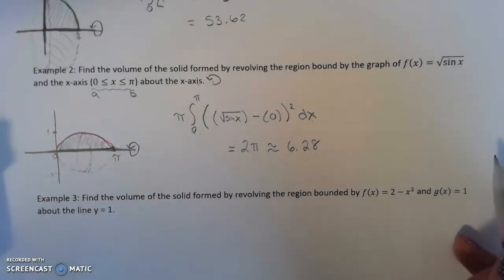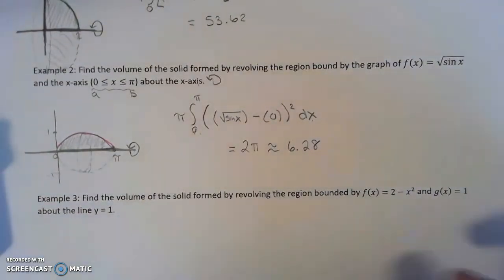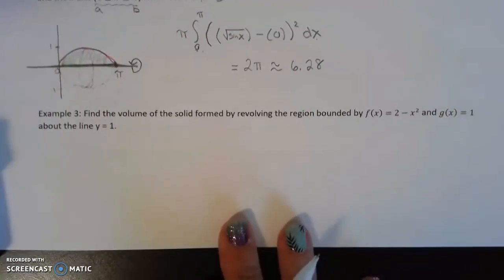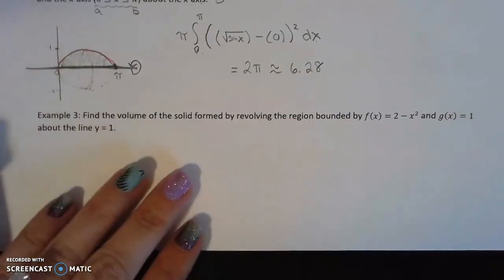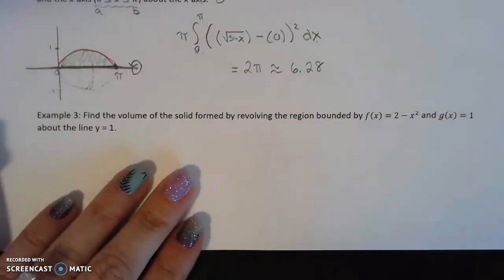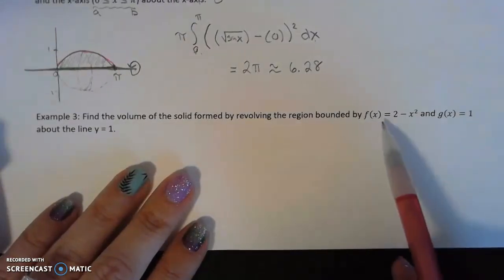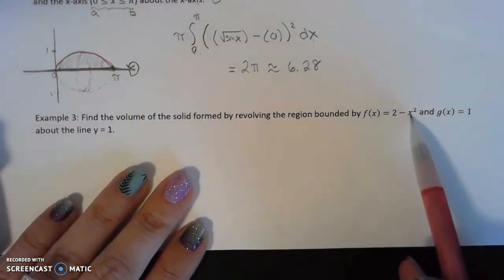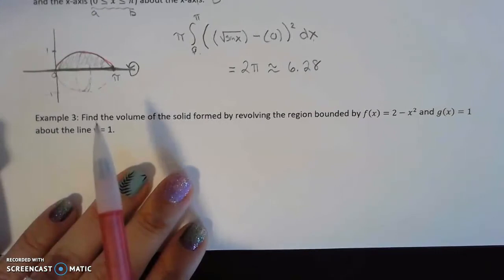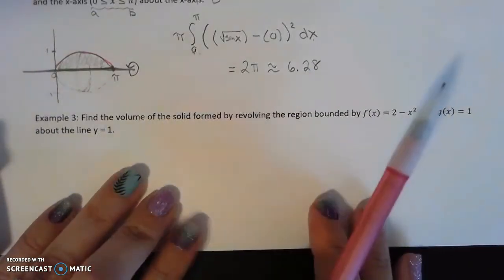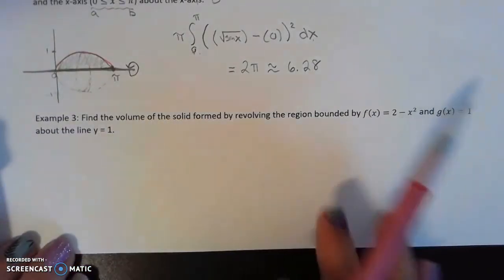Okay, then we're going to look at the third example. So the third example is a little bit different because there's always something new and tricky. Okay, so on the third example it says find the volume of the solid formed by revolving the region bounded by f of x equals 2 minus x squared. So that's going to be a quadratic opening down. G of x equals 1 about the line y equals 1. Now, let's draw this and make sure we understand what we're looking at.